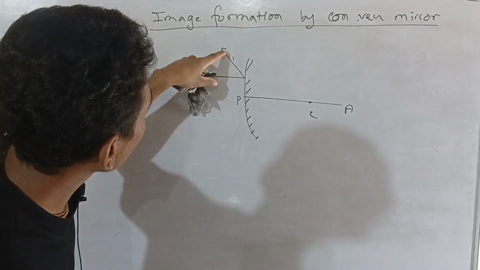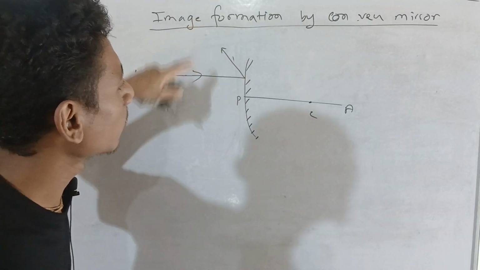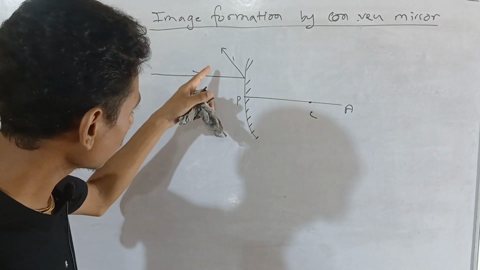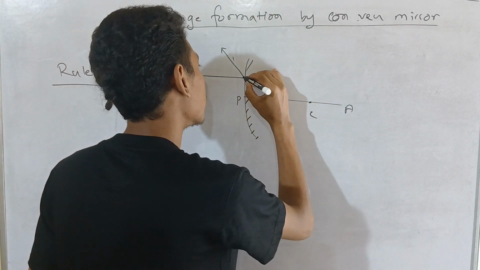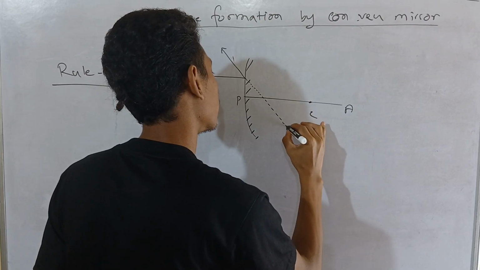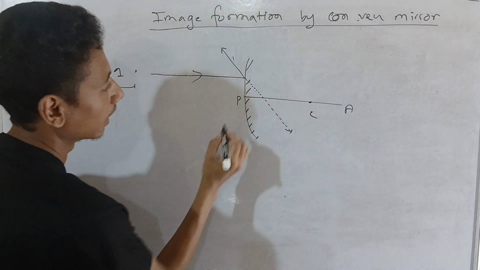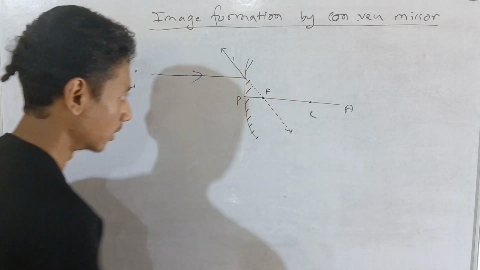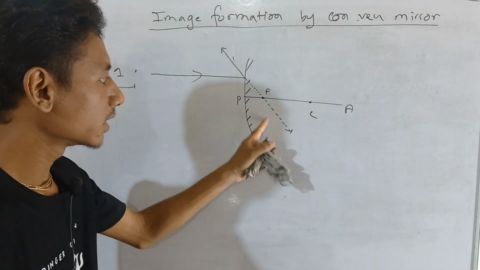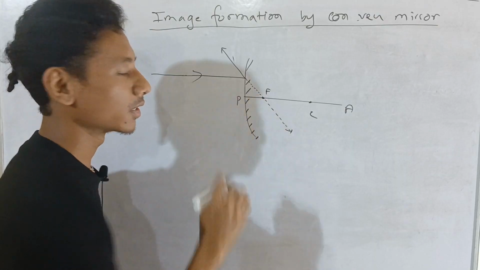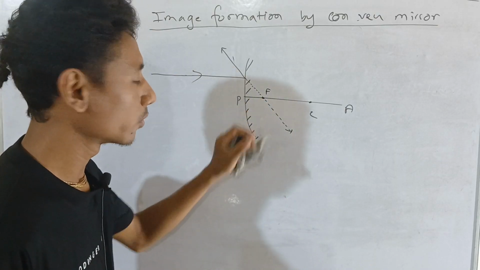But that reflected ray is going to that side, while the focus always lies on the principal axis. So we imagine that this reflected ray passes through that side, and it intersects at this point. This is the focus point. This is the imaginary ray, not real, an imaginary ray. So this is the imaginary focus.